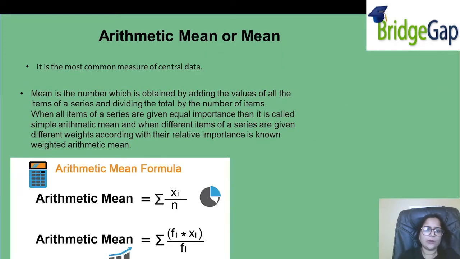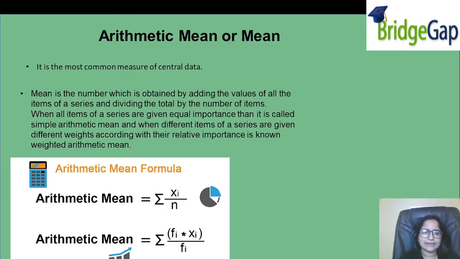Coming on to the arithmetic mean or mean, firstly it is denoted by x bar. It is the most common measure of central tendency. It is the number which is obtained by adding all the values in the series and dividing them by the number of items. Suppose we are given data of 10 individuals, how much scores they have got. So we'll be adding all the scores and dividing it by 10 because we have the data of 10 students. That will give us the mean, the average of that particular data.